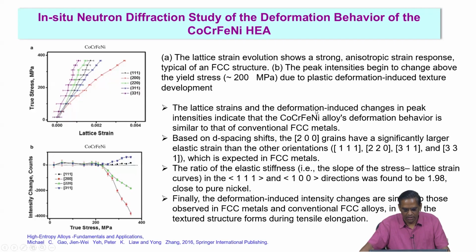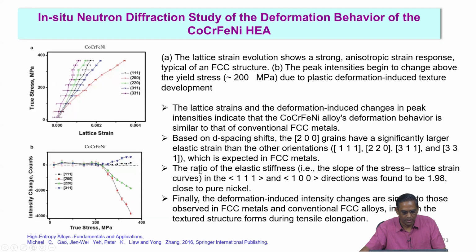So, the lattice strains and the deformation induced changes in the peak intensities indicate that the cobalt chromium iron nickel alloy's deformation behavior is similar to that of conventional FCC metals. Based on the d-spacing shifts, the 200 grains have significantly larger elastic strain than the other orientations. Okay. The other orientations are 111, 220, 311 and 331, which is expected in FCC metals. This is what you said, right? So, maybe because of the large shift.